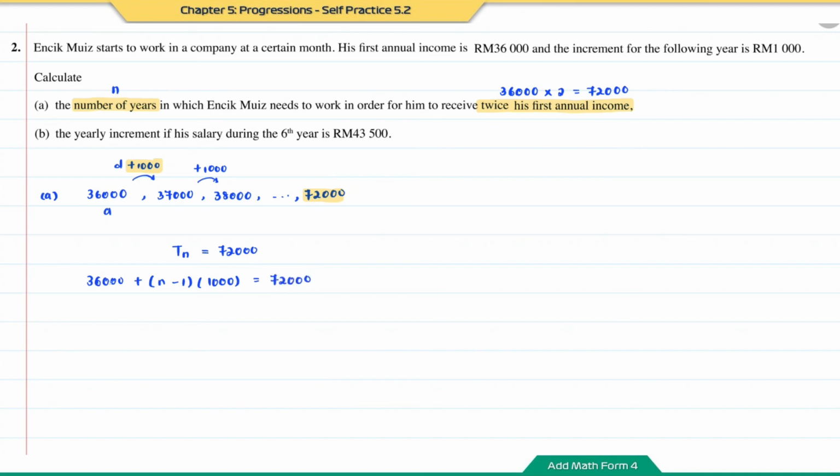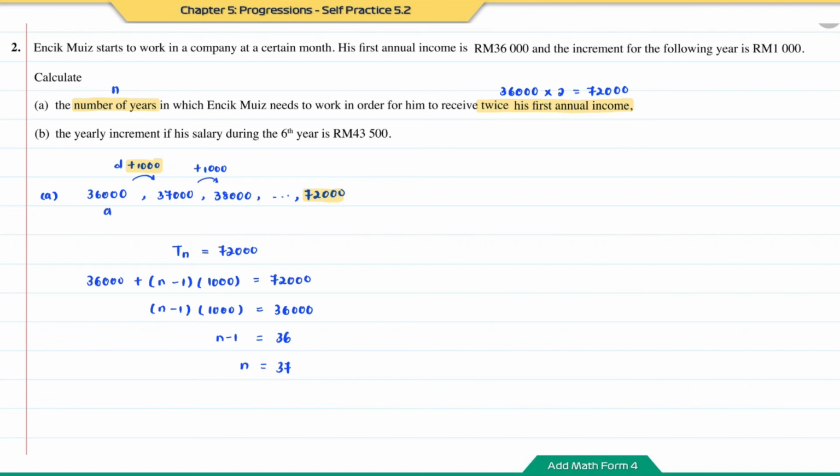First, I'm going to move this 36,000 to the right-hand side. So (n minus 1) times 1,000 equals 72,000 minus 36,000, which is equal to 36,000. Next, I move this 1,000 to the right-hand side. So 36,000 divided by 1,000 is equal to 36. So n, the number of years, equals 36 plus 1, which is 37. So Encik Muiz needs to work 37 years in order to receive twice his first annual income.